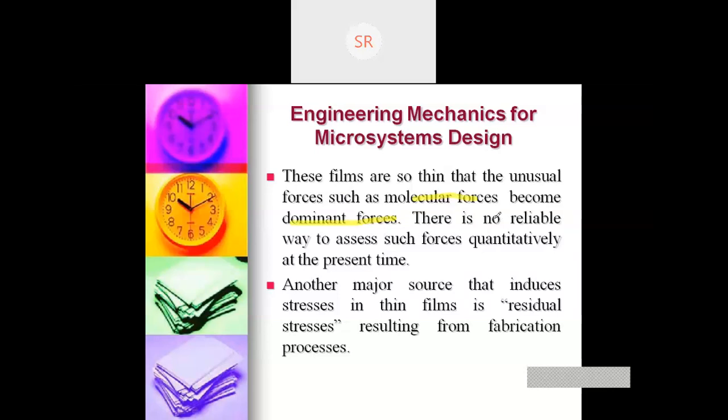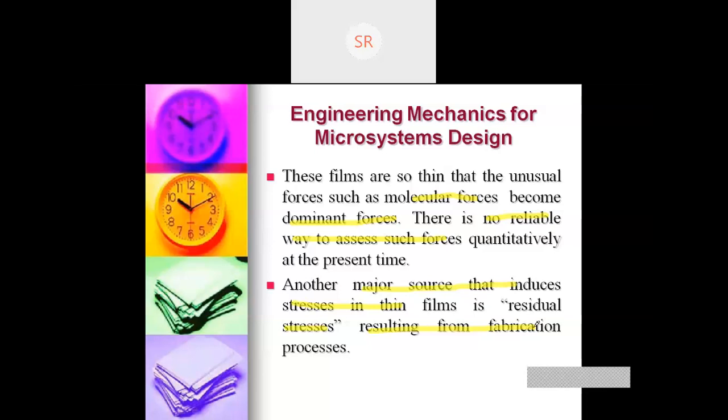And for that reason, there is no reliable way to assess such force. There is no method. At the same time, there is another major force that induces stress in the thin film, which is the residual stress resulting from the fabrication process.